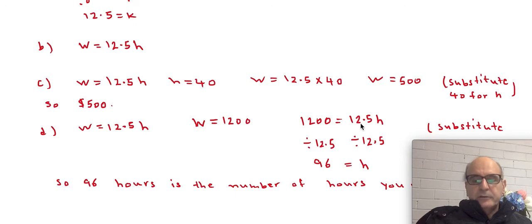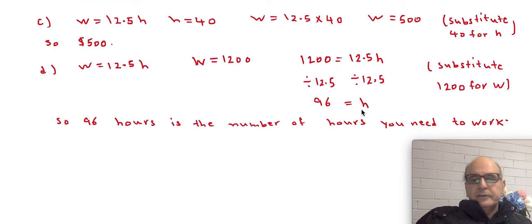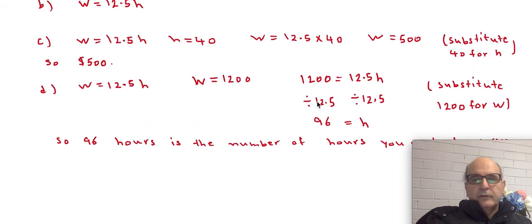All right, so you need to solve this equation again. H has been times by 12.5, divide by 12.5. You go back to H, and this side also you need to do the same, divide by 12.5. 1,200 divided by 12.5 is 96. So you need to work 96 hours to make $1,200.